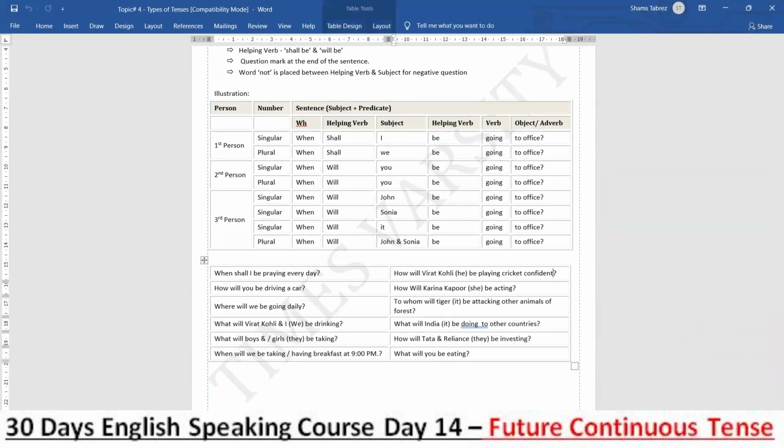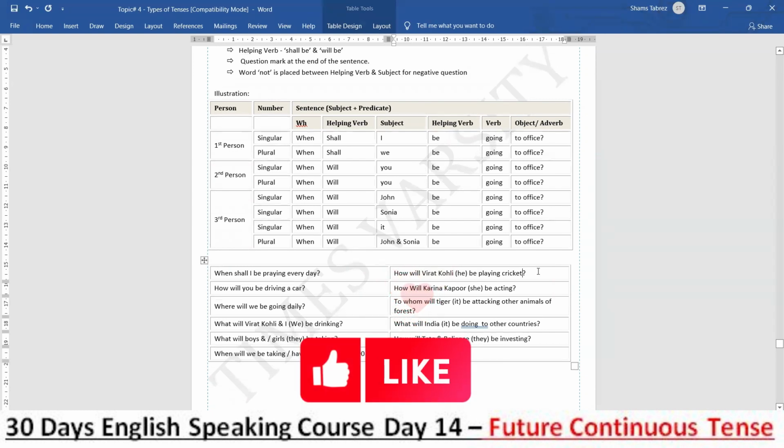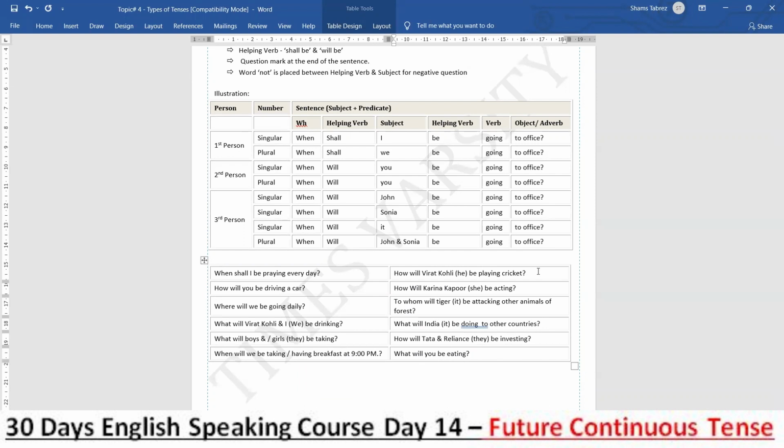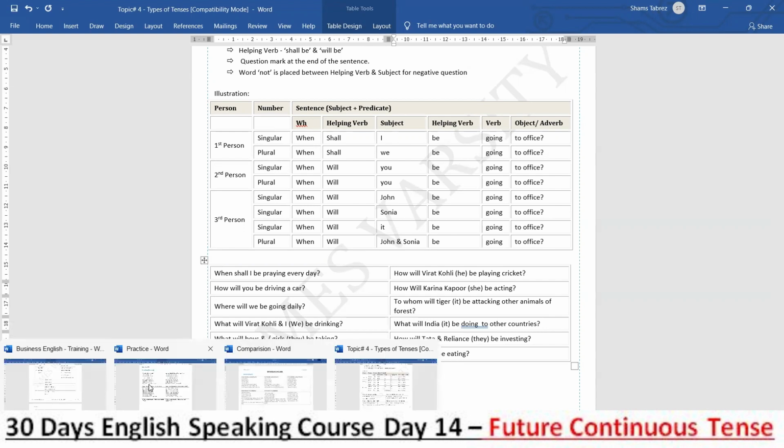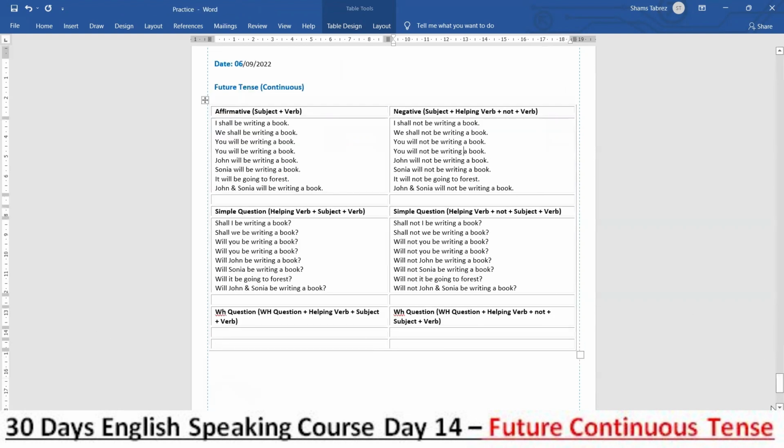So in answer, if you would like to add confidently and other, you can add. Like, how will Virat Kohli be playing cricket? Virat Kohli kaisa khelega cricket match, all right? So then you can say Virat Kohli will be playing confidently. You can add to that one. So how will Kareena Kapoor be acting? Kareena Kapoor will be acting naturally, right? So in this way, you can answer. This is the question, WH question. Now, let's make WH question here by using verb right.